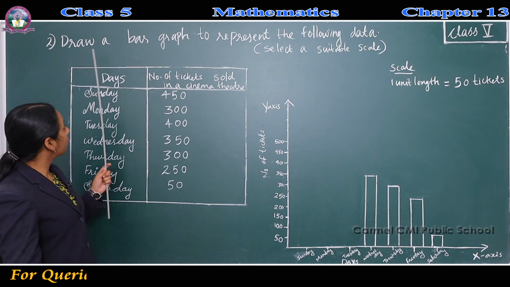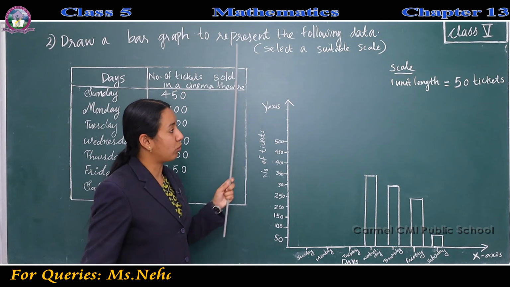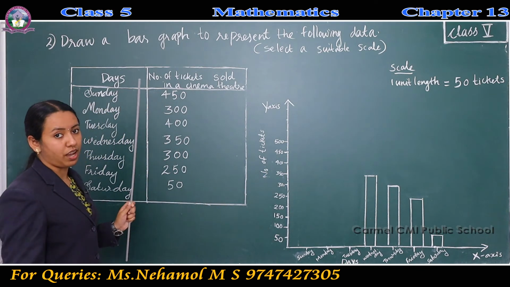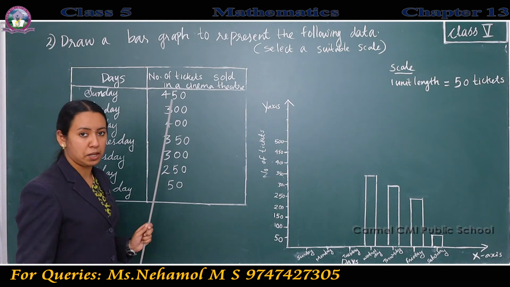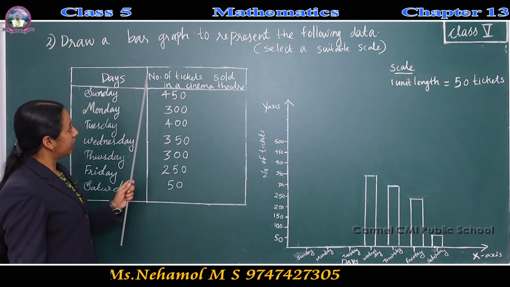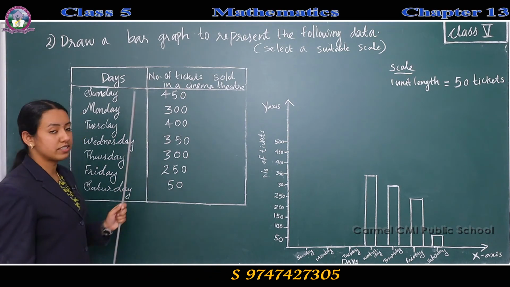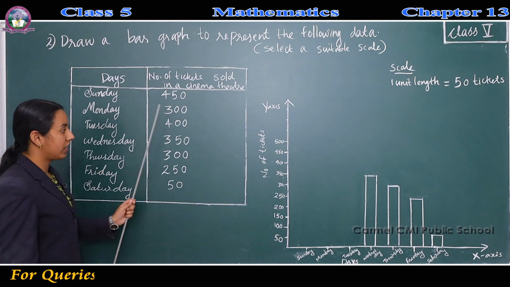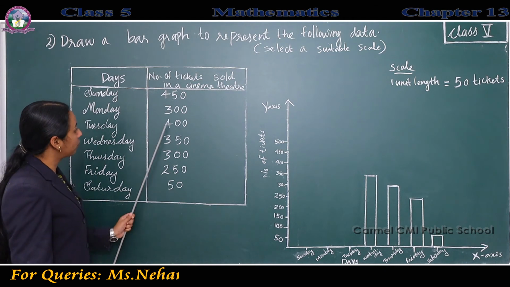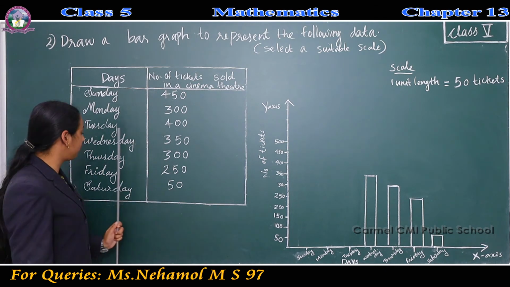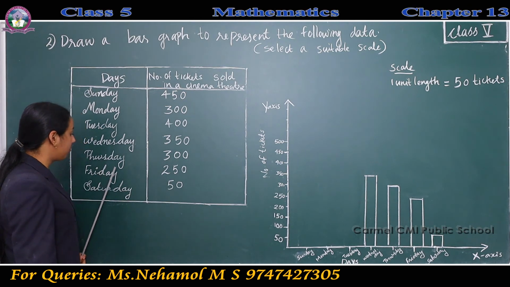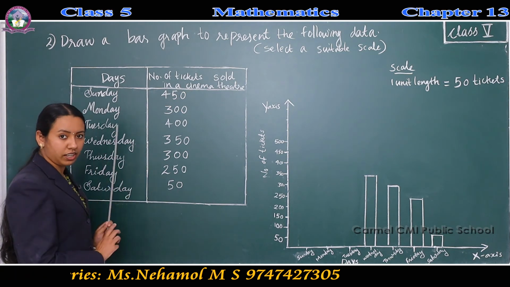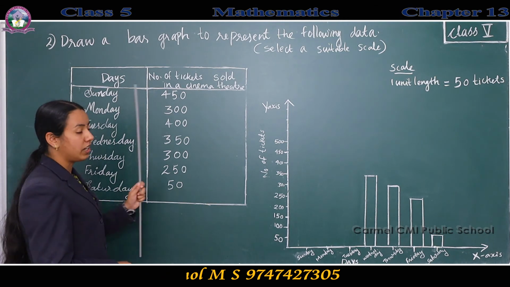Next question, draw a bar graph to represent the following data. Select a suitable scale. One data is given here. We have to represent this data in a bar graph. Days and number of tickets sold in a cinema theatre. Sunday 450 tickets, Monday 300 tickets, then Tuesday 400, Wednesday 350, Thursday 300, Friday 250 and Saturday 50 tickets. This is the data given.